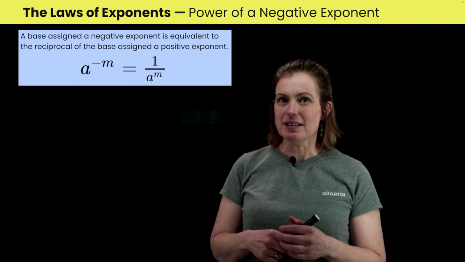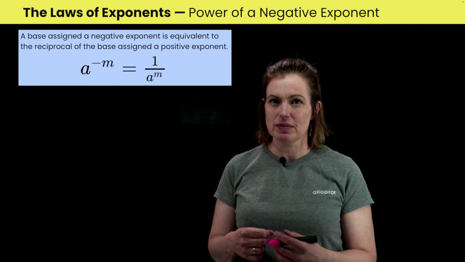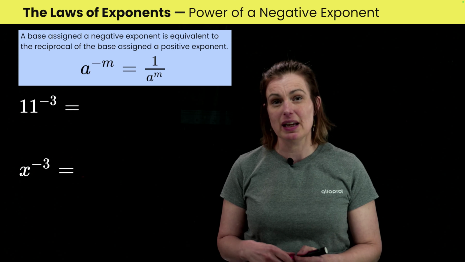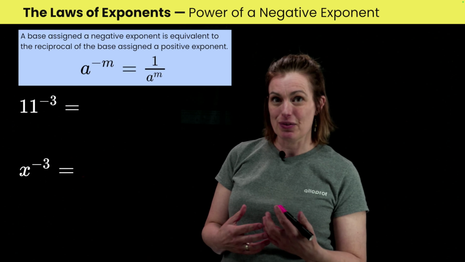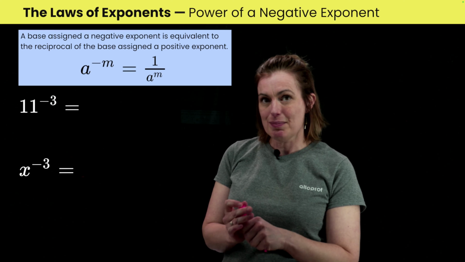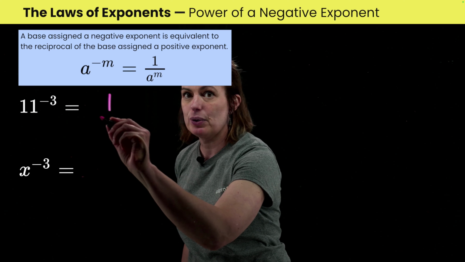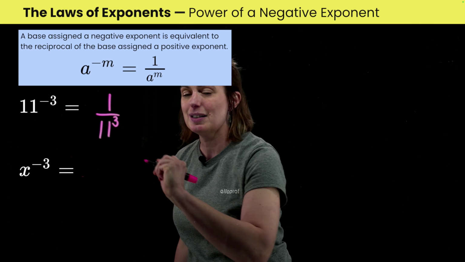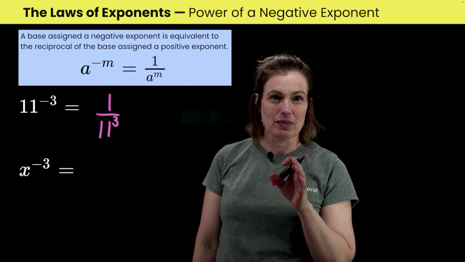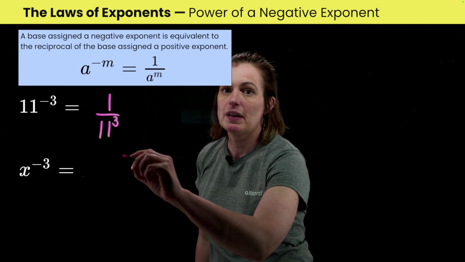A base assigned a negative exponent is equivalent to the reciprocal of the base assigned a positive exponent. What that looks like, if you take a look at our examples here, we have 11 to the power negative 3. And when I apply my law, that means I'm just going to write the reciprocal. So 1 over 11, and it's going to be to the power 3, but this time no negative. So I end up with 1 over 11 to the power 3.